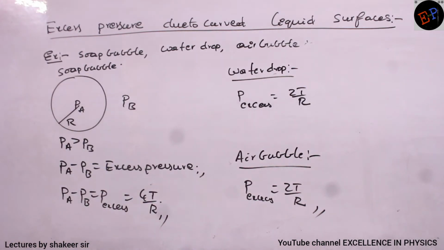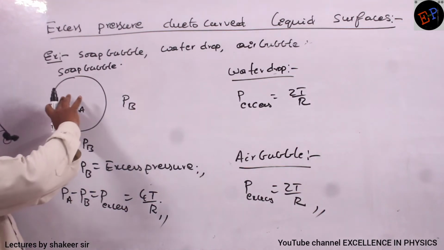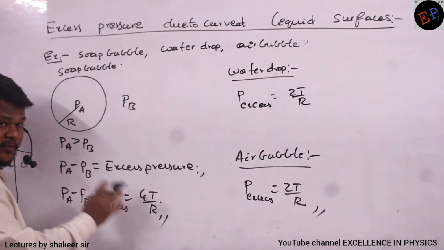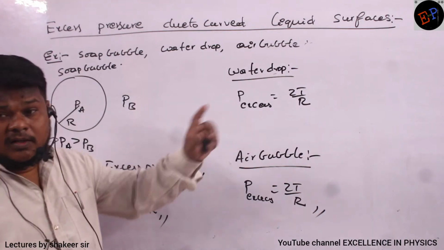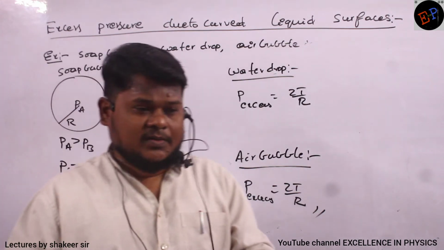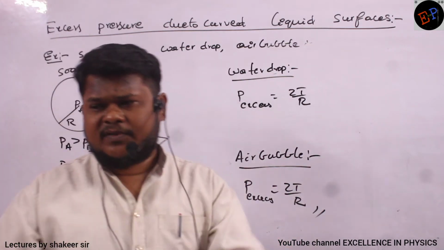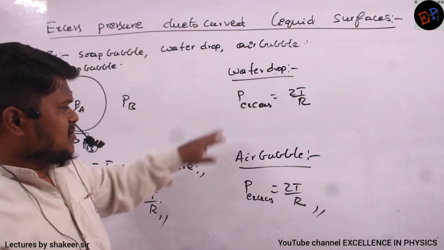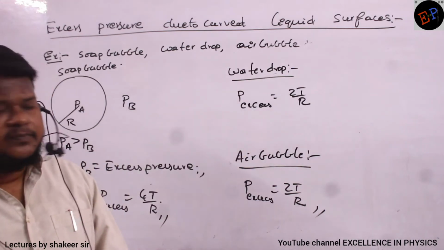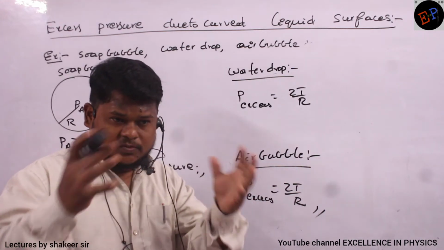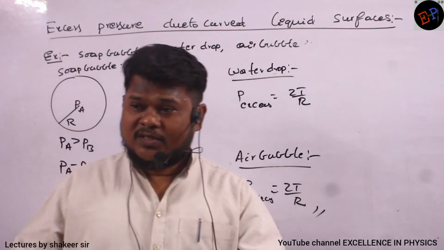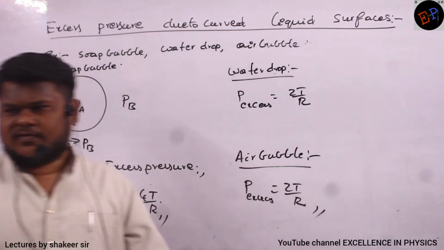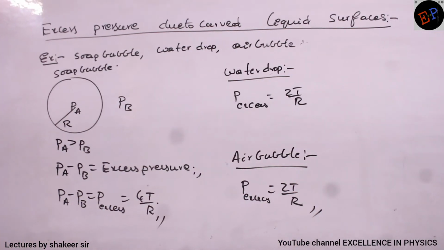A soap bubble has two surfaces, so that is why surface tension also will become double, 4T by R. Water drop has how many surfaces? Only one surface which is open to the atmosphere. Inside, water is present. Because it is having only one surface, 2T by R. Similarly, in an air bubble also, only the inside surface is open to the atmosphere, outside water is present. So here also it is 2T by R. So these are the excess pressure formulae. Remember up to here, we will continue.